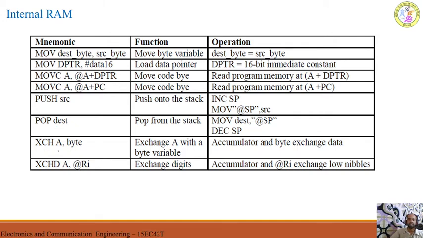And then we have XCH A comma byte. It exchanges the data between the accumulator and the particular register, one byte of data. Accumulator and byte data exchange. Similarly we can use XCHD, which exchanges only the digits. Take the content of the accumulator and the content of some indirect memory location, and take only the lower nibble. Lower nibble means the lower 4 bits of this register as well as this memory location, and only the lower nibbles will be exchanged here.